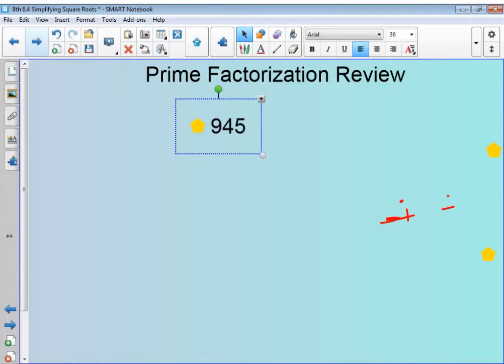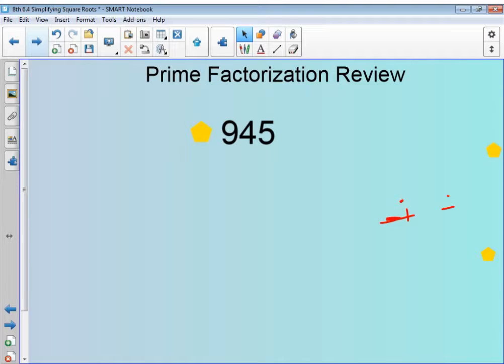Okay, so let's try this one. This is a big number. And yes, you can use your calculators to help you on this. I'm not expecting you to know numbers off the top of your head. So if I'm using my calculator, I'm going to punch in 945, and I want a number that will go into that.